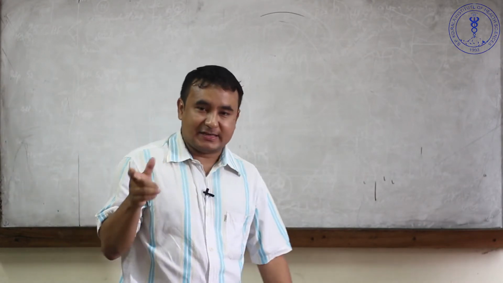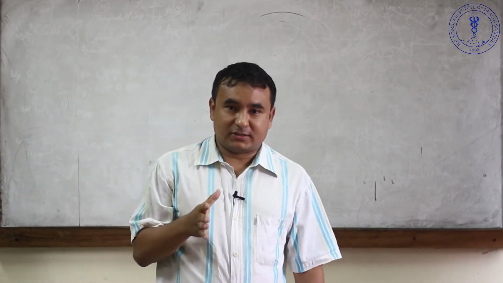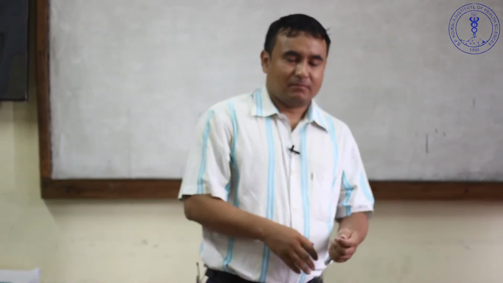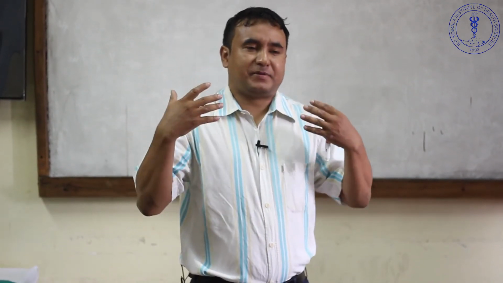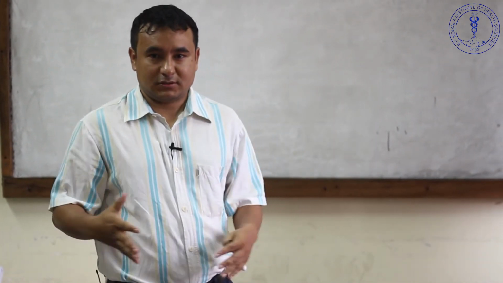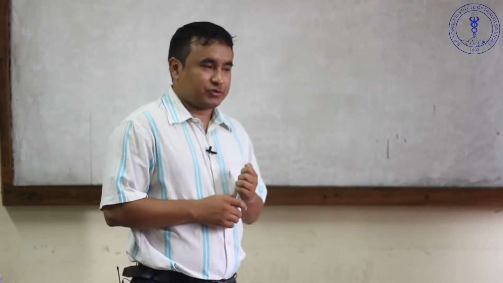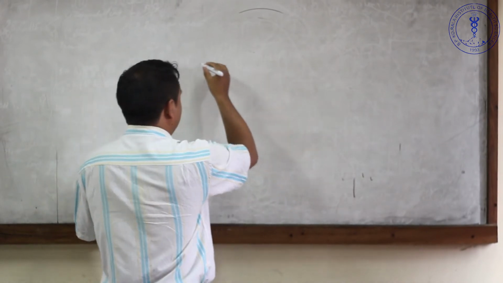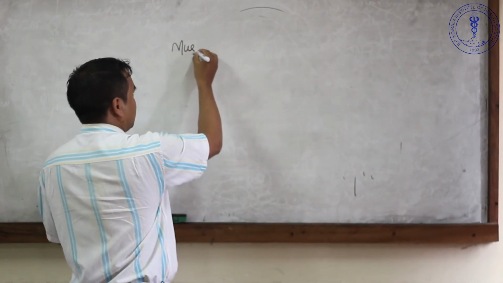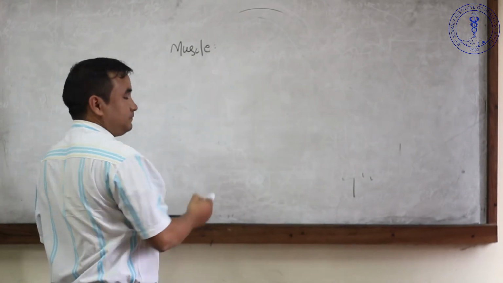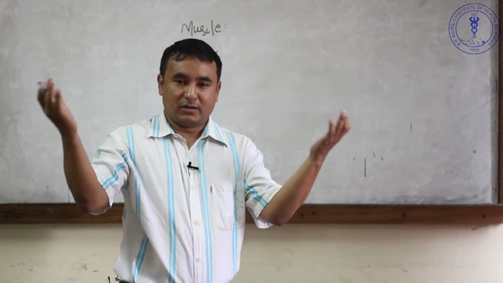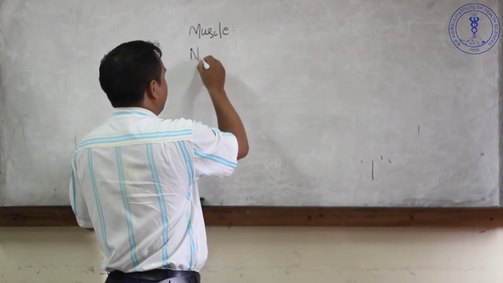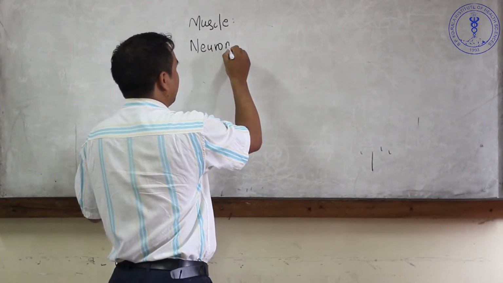Now, what happens in a clinic? Your patient may come with weakness in the right upper limb, maybe in the left upper limb, or maybe the patient may have weakness of all the limbs. So how are we supposed to approach this? The problem may be at the level of the muscles. There are so many diseases of the muscles. The problem may be at the level of the neuromuscular junction.